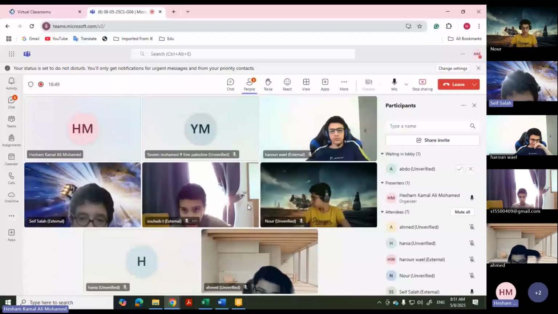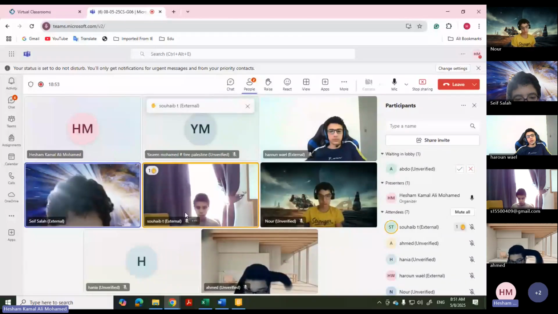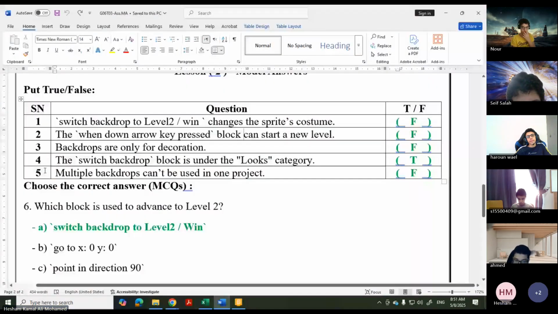Okay, let's take Suhail. Let's do question number 3. Can you read out question number 3? Backdrops are only for decoration. Is it true that backdrops are only for decoration? No, false. Why? Because we used it to change the levels.